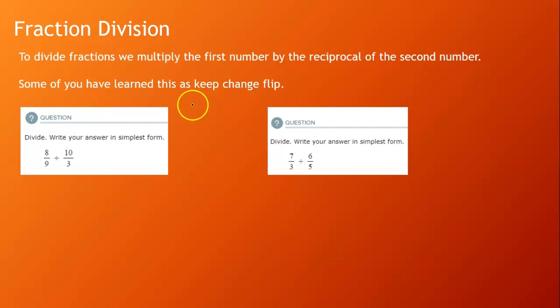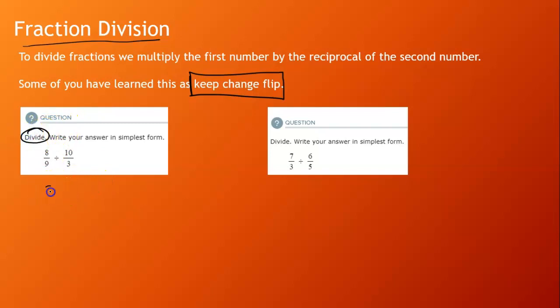You do not need a new heading. We're still working on fraction division, and we're still multiplying the first number by the reciprocal of the second number. We're still talking about keep, change, flip. So if you already have that written down, there's no need to write it again.